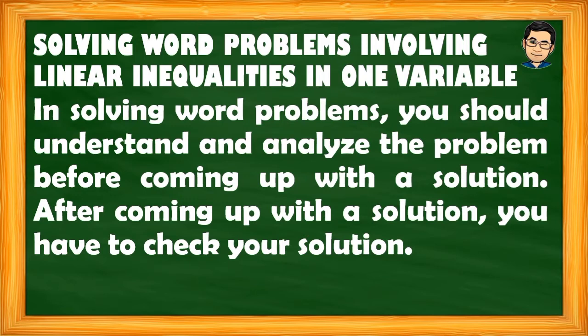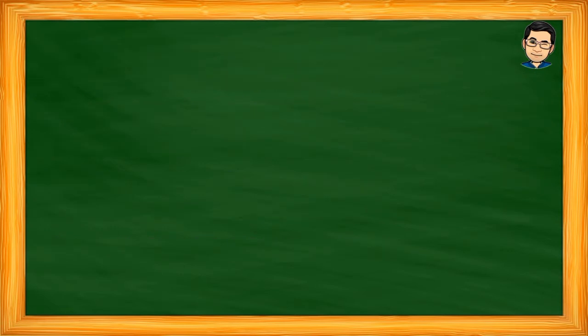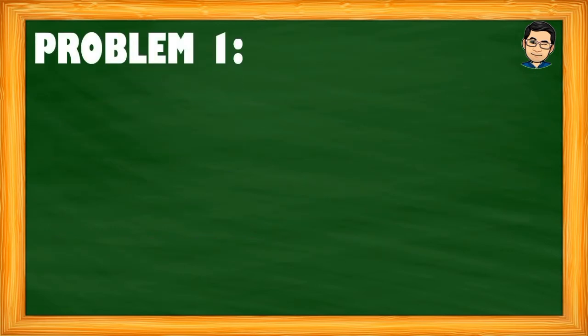Just like linear equations, we need to come up with a solution. We need to see how to get the solution of linear inequalities. And after that, we have to check our solution, of course. So what we will do is checking. So let's have the first problem.